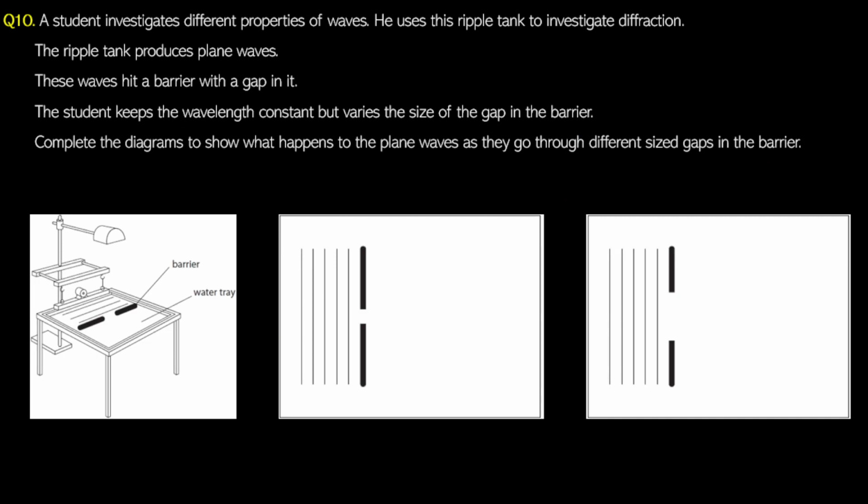Now, a student investigates different properties of waves. He used the ripple tank to investigate diffraction. Now, the ripple tank will produce plane waves, but he's going to put a barrier here with a gap in it. The student keeps the wavelength constant, but he is varying the size of the gap in the barrier. Complete the diagrams to show what happens to the plane waves when they go through small gaps and large gaps.